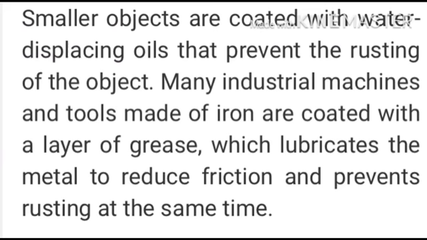Smaller objects are coated with water-displacing oil that prevents the rusting of the object. Many industrial machines and tools made of iron are coated with a layer of grease, which lubricates the metal to reduce friction and prevent rusting at the same time.